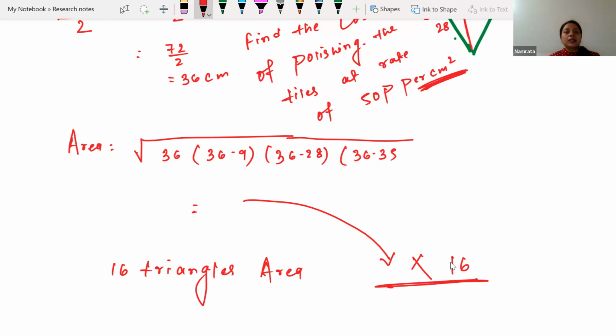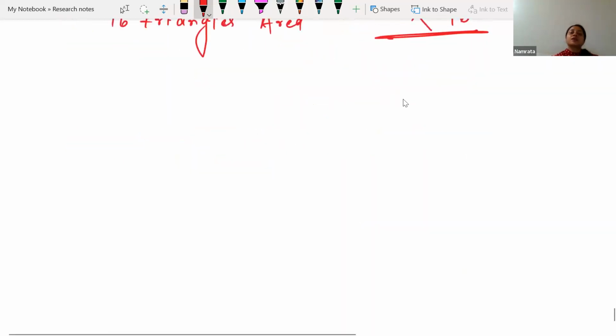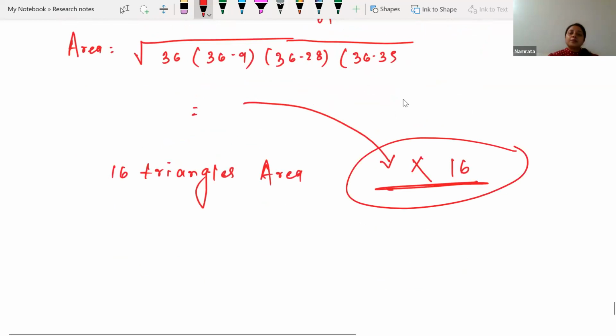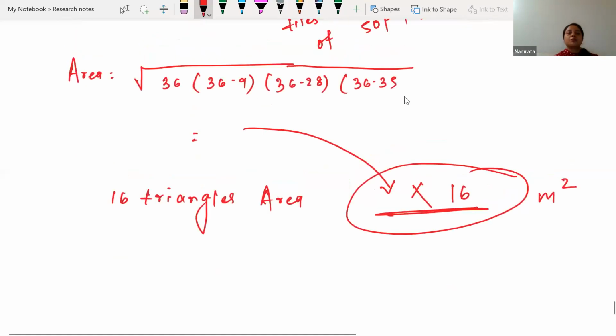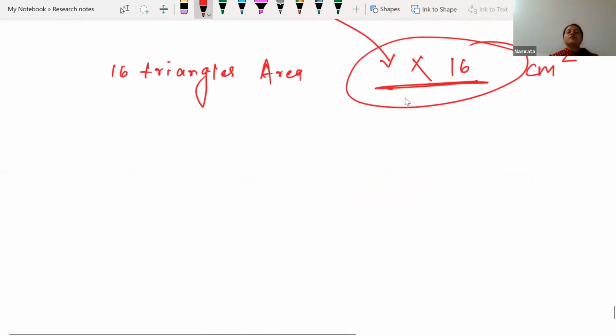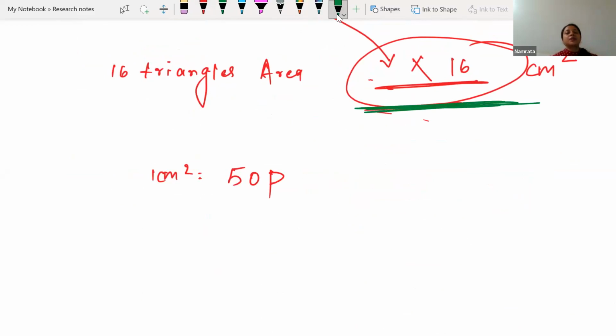Now, do we need to find the area over here? No, we have to find the total cost of polishing. So 50 paise is the price for 1 meter square. This is the area of the complete tiles that we have found in centimeter square. Now 1 centimeter square cost is 50 paise. So we have to find for this much centimeter square, what will be the price? Will you be able to do it?